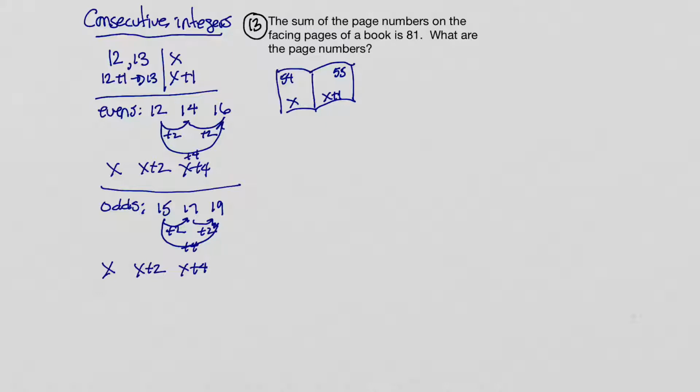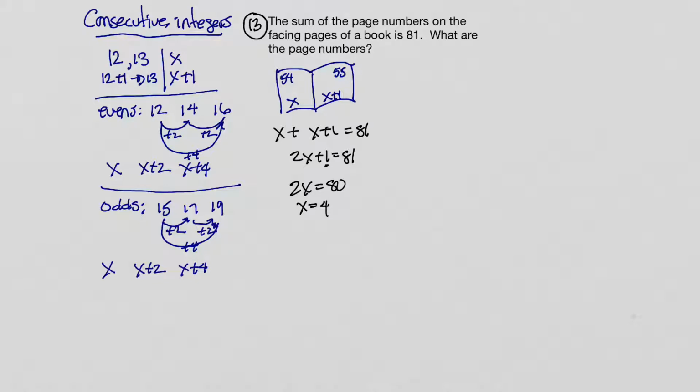And now we know that the sum of these page numbers is 81. So what we've got here is this: x plus the next page number, x plus 1, and that's equal to 81. So here's the left page, x. Here's the next page, x plus 1. And you add those page numbers, you get 81. We can solve this. Let's add those x's. We will get 2x plus 1 equals 81. Subtract that 1, we'll get 2x equals 80. Divide by 2, x is 40.